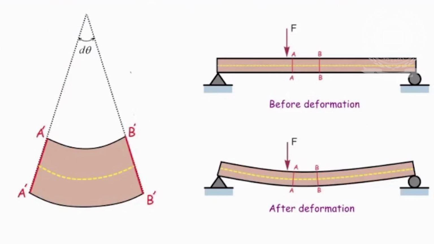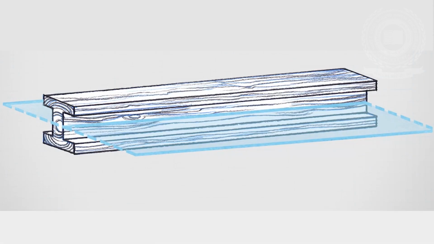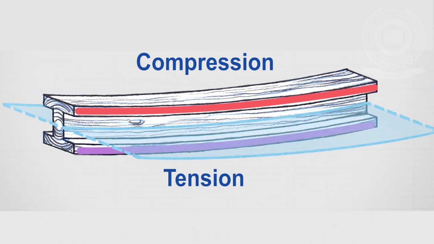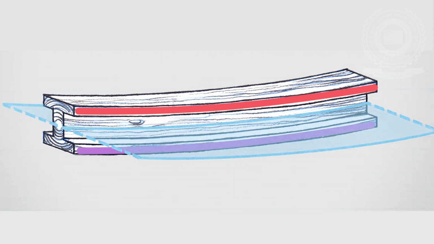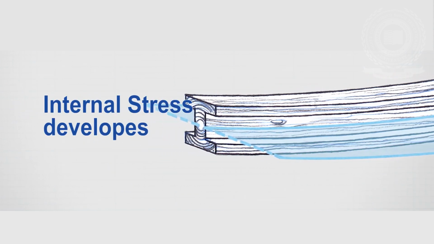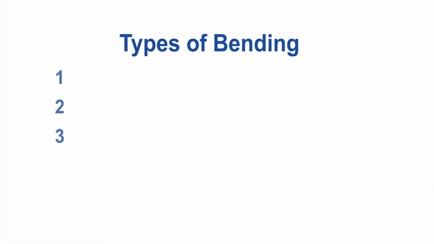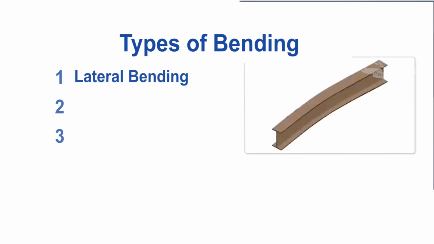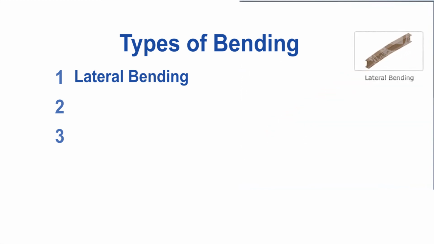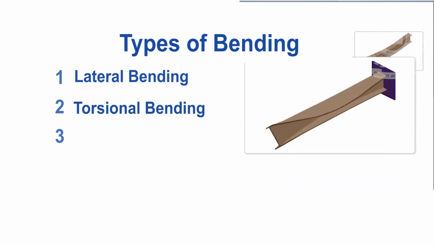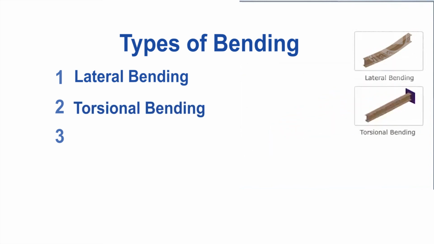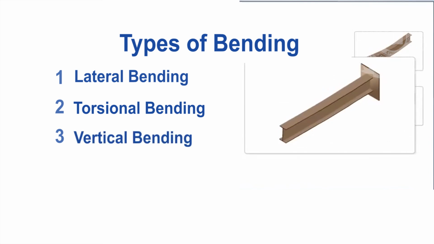What is bending? Bending implies deformation of a bar produced by loads perpendicular to its axis, as well as force couple acting in the plane passing through the axis of the bar. Beams, while bending, develop compression and tension. When a beam experiences bending moment due to external load, there is a change in shape, and also due to bending, internal stresses will be developed. There are three types of bending. First is lateral bending. Second is torsional bending. Third one is vertical bending.